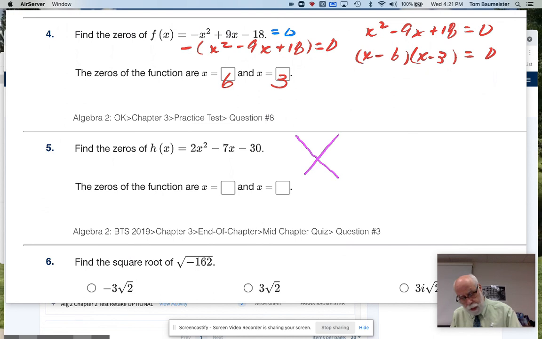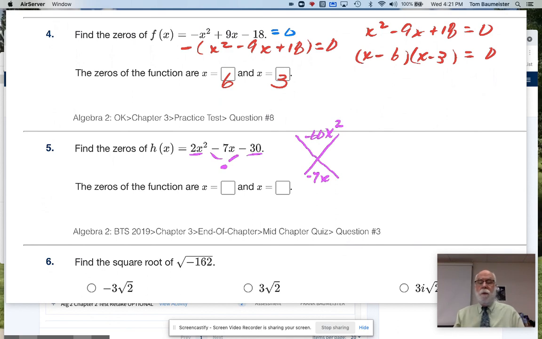So I'm going to take the first term and the last term, and I'm going to multiply them. When I multiply them, I get negative 60x squared. And then I told you to take the middle term here with the sign and put it on the bottom. So that will give us a negative 7x.